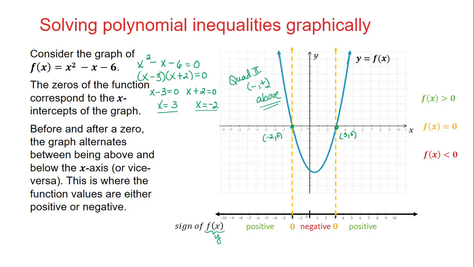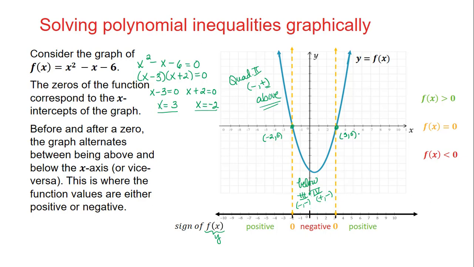And then note that between the negative 2, 0 and the 3, 0, the part of the parabola goes down to its vertex and then it turns back up. But all of these points in this region are below the x-axis. Well, notice that these points are in quadrants 3 and 4. And in quadrants 3 and 4, we either have a negative input and a negative output, or a positive input and a negative output. In this part of the graph, the y value is negative.